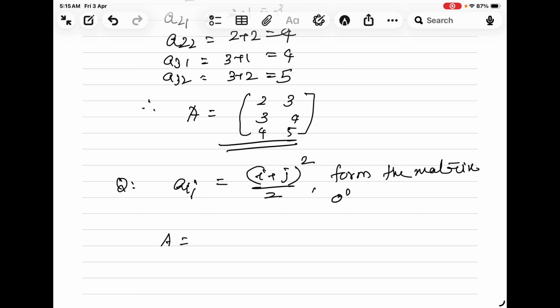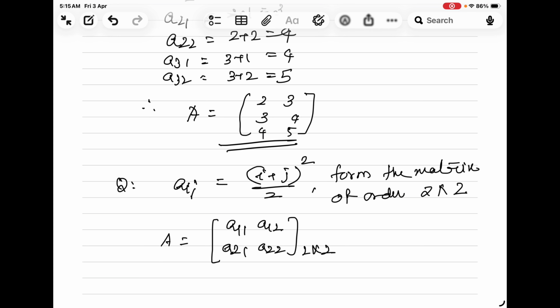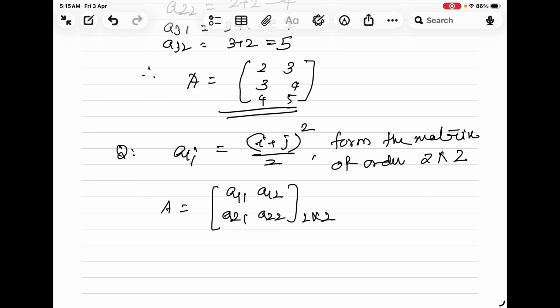of order 2 by 2. So A equals matrix A11, A12, A21, A22. This is a 2 by 2 matrix, isn't it? So Aij equals i plus j whole square by 2.